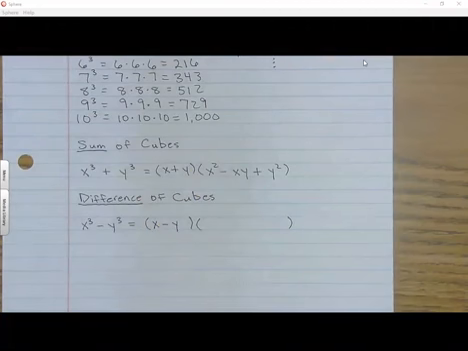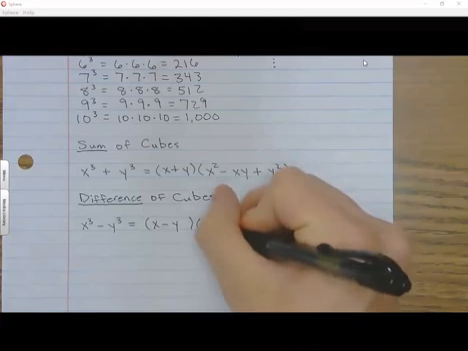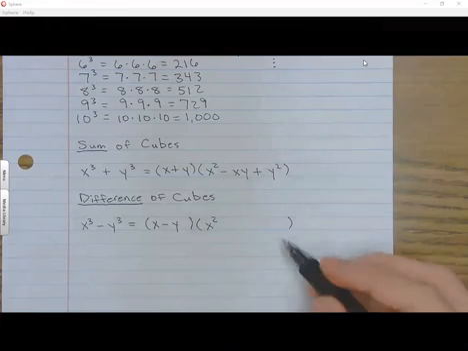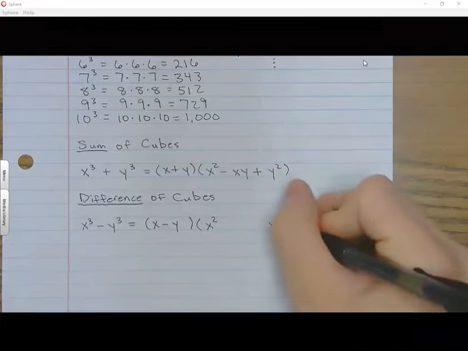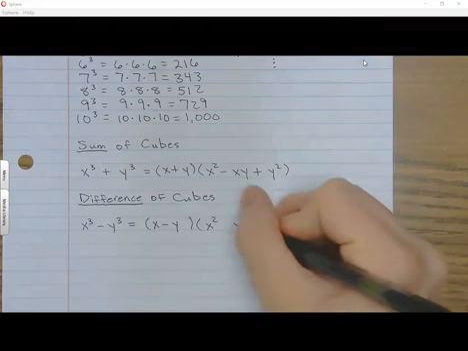And then we're going to be doing the same stuff for the long factor that we did before. We're going to square the x, so we're going to have x squared. On the other end, we're going to have y squared, so that stays the same. And in the middle, we're going to have x times y.